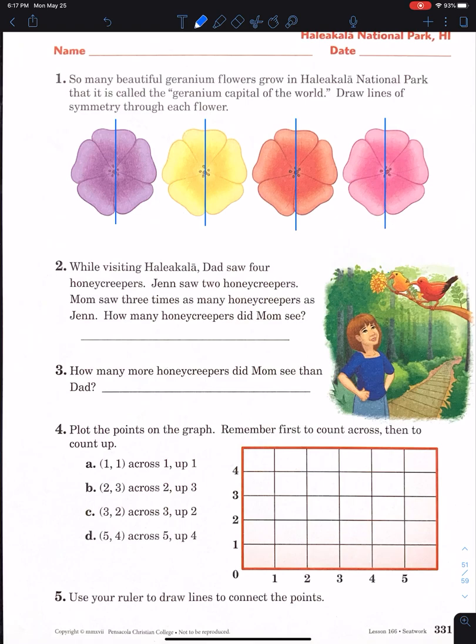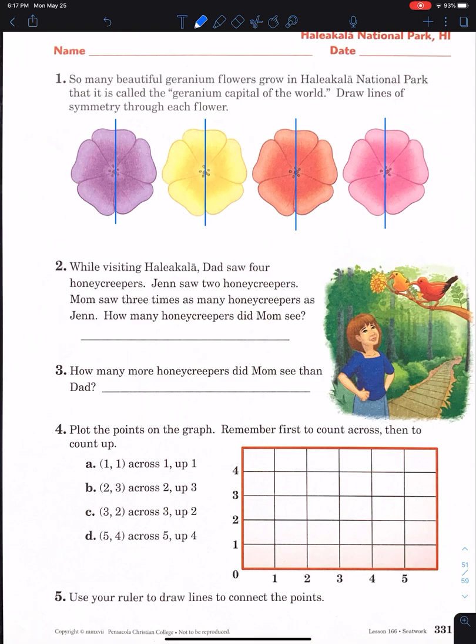So the next one, number 2. While visiting Abeka, Dad saw 4 honey creepers. Jen saw 2 honey creepers. Mom saw 3 times as many honey creepers as Jen. How many honey creepers did Mom see? All right, guys, this is getting real. This is getting a little tricky.